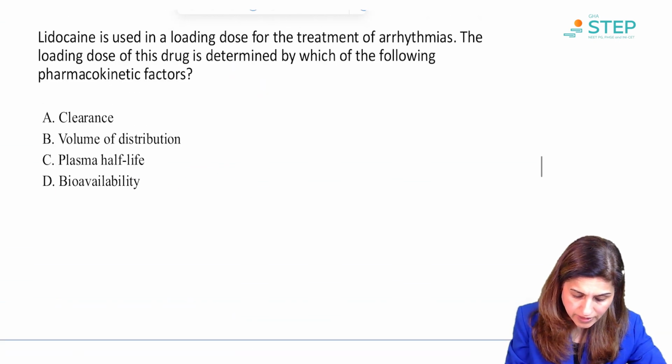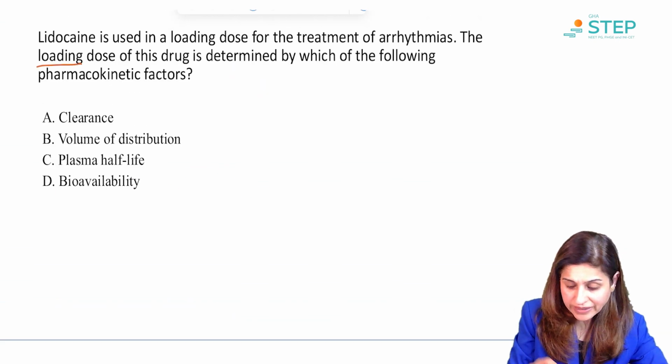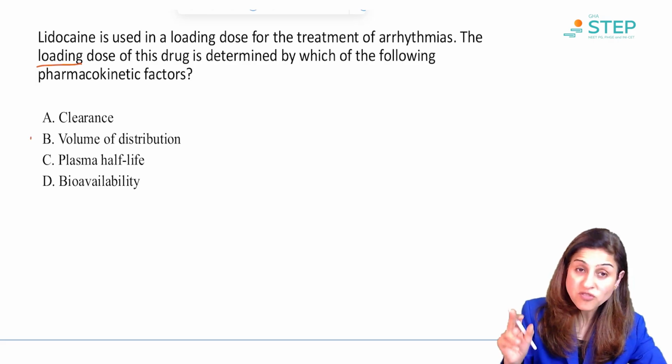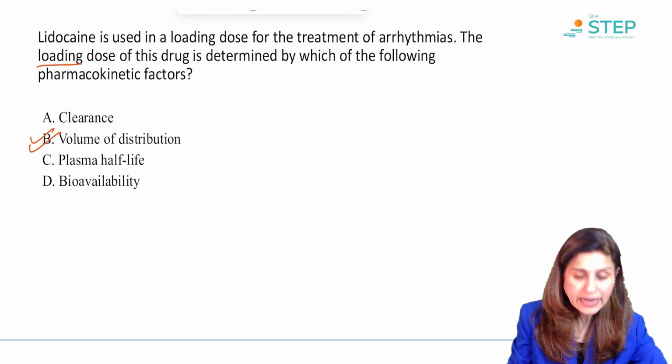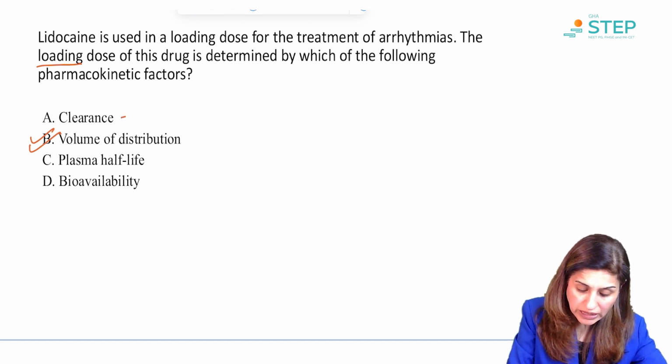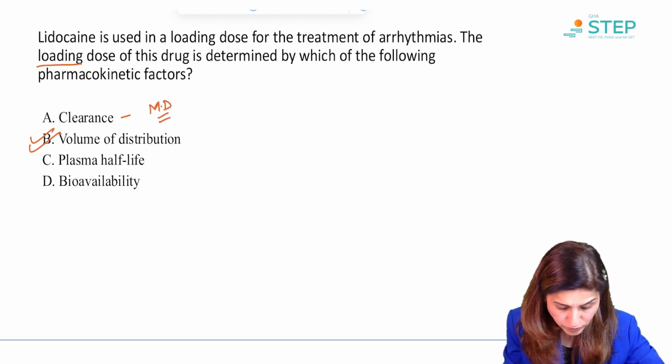So here the answer is, we are talking about loading dose. So it is determined by which? I told you the formula for loading dose. You remember it depends on volume of distribution. So this would be the correct answer. It doesn't depend on the half-life or clearance. In clearance, it is usually your maintenance dose that depends on the clearance, but not the loading dose.